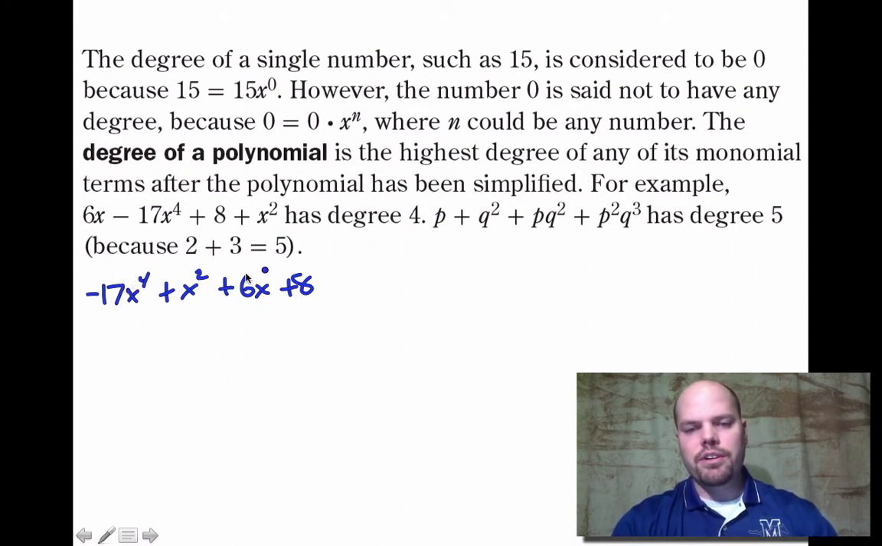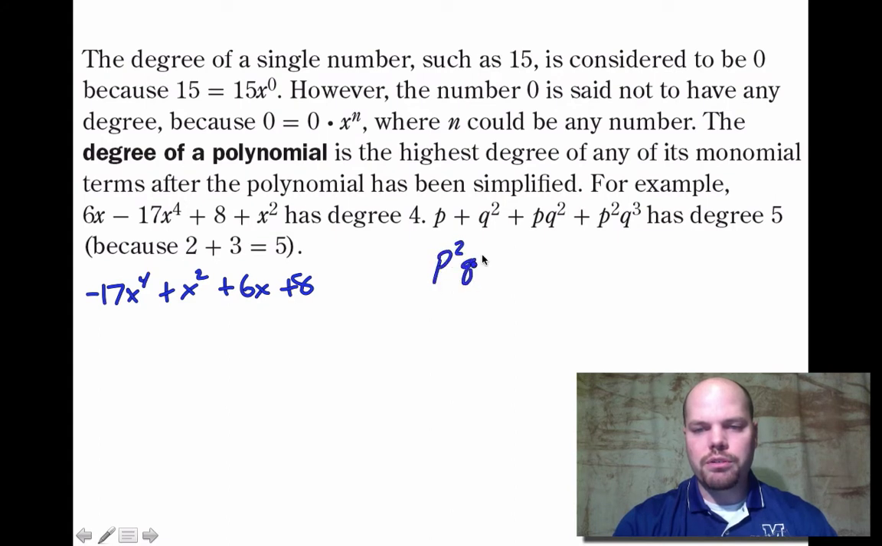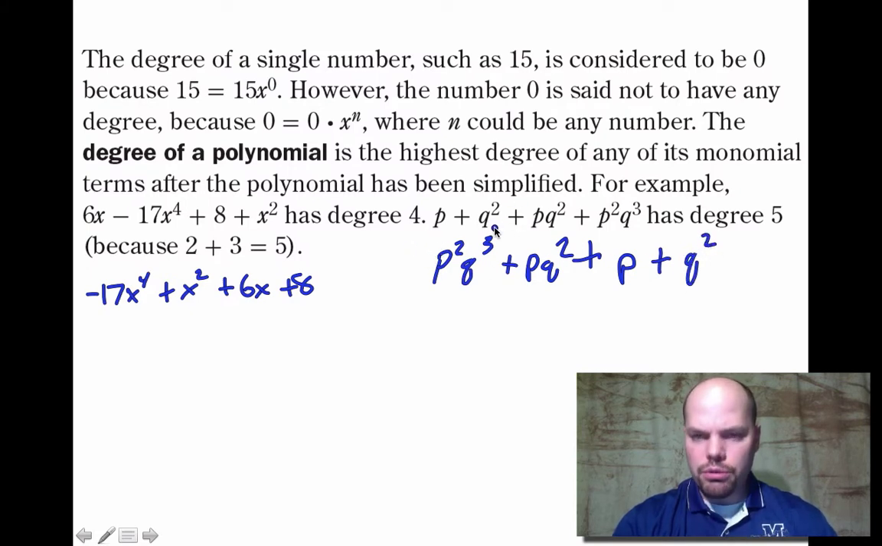Now this one is a polynomial in x, because there's only one x variable. This one's a polynomial in p and q. So if you want to rearrange it in p, you would look for the highest term in that polynomial with 4 terms that has the highest power of p. So I would rearrange that to p squared q cubed, and then I would probably say plus pq squared plus p plus q squared. Now if I did it in q instead, I would start with this one, p squared q cubed plus probably this one plus pq squared plus q squared plus p.